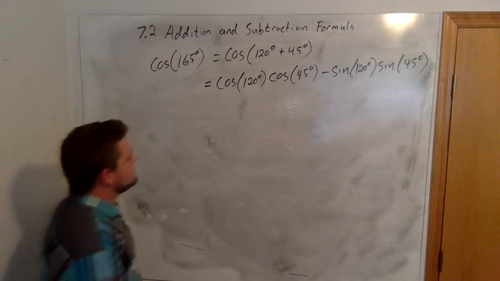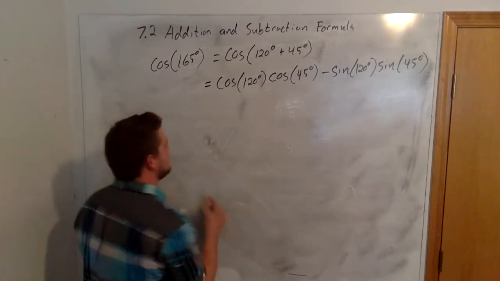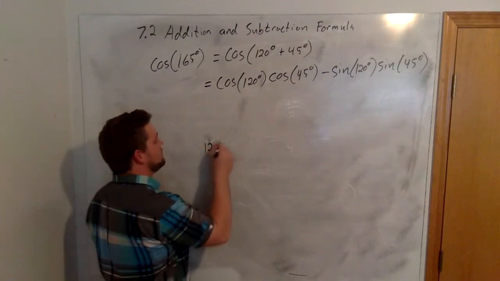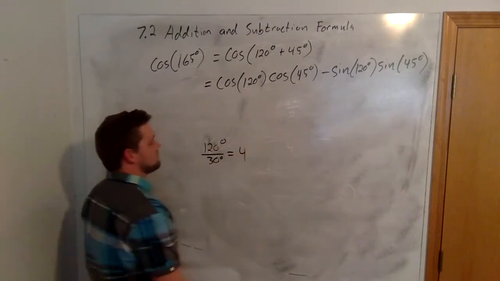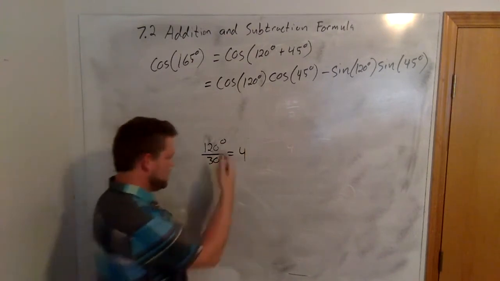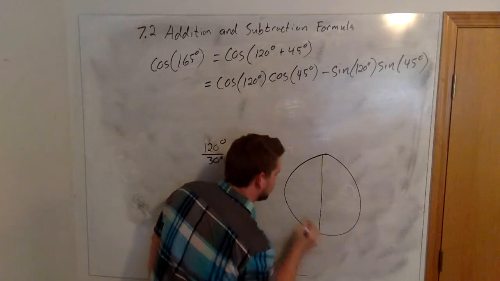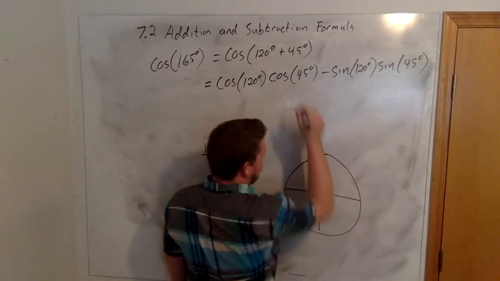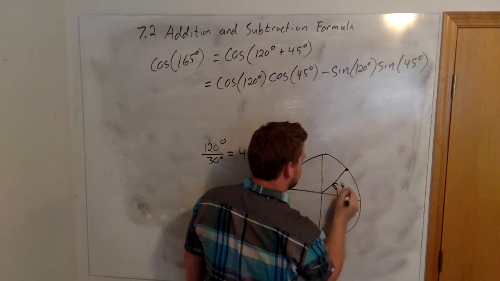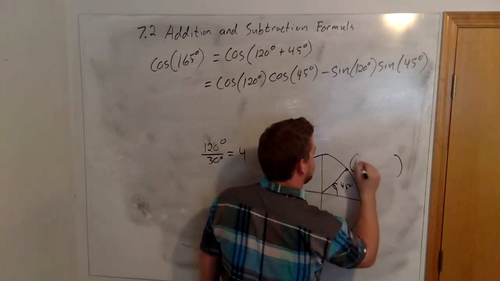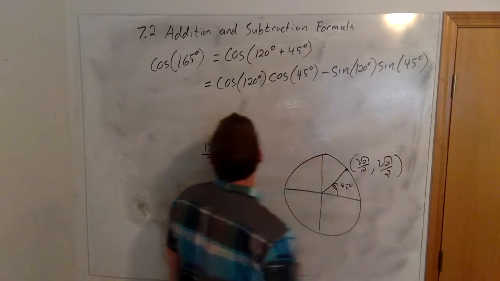Okay, well, let's think about where we're at. Hopefully we're pretty comfortable with 45 degrees. Well, 120 degrees, I think that's a multiple of 30 degrees, so I think that's 4. So move 4 increments of 30 degrees around the unit circle. We're at 45 degrees, and for completeness, maybe we'll write it. That's root 2 over 2, root 2 over 2.